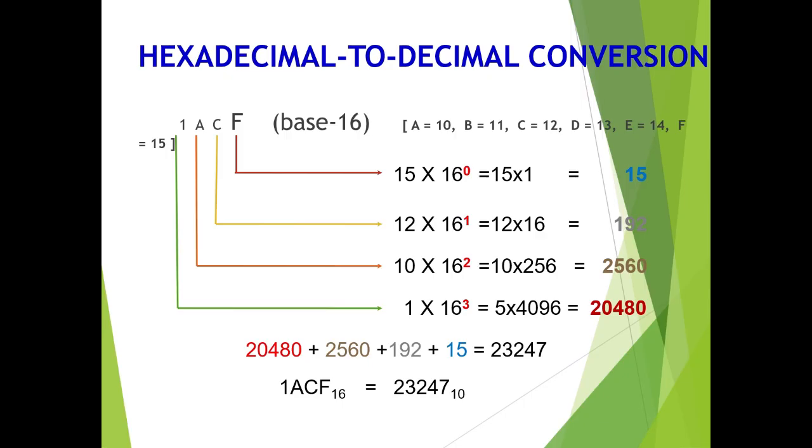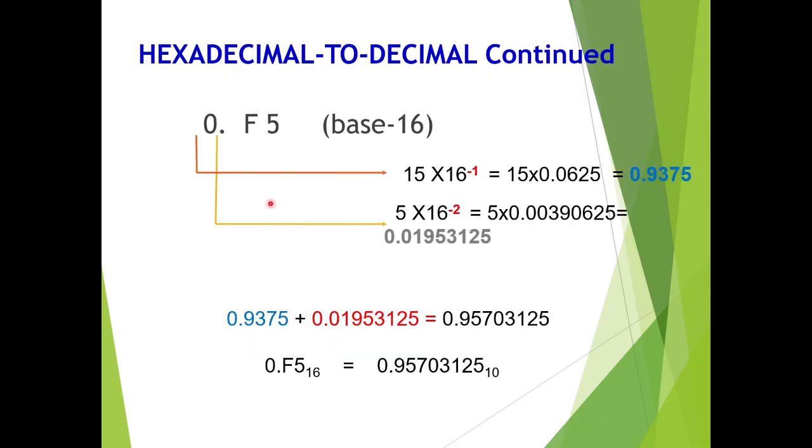This is another example. Again, if I have a fractional number, then the weights are 16 power minus 1 and 16 power minus 2. Here, near F it should be 16 power minus 1, and for 5 it should be 16 power minus 2. So 15 into 0.0625 and 16 power minus 2 is 0.00390625. When you multiply, you will be getting this answer. Just add, you will be getting 0.95703125 as the answer.